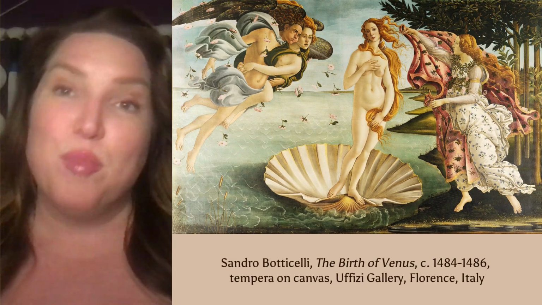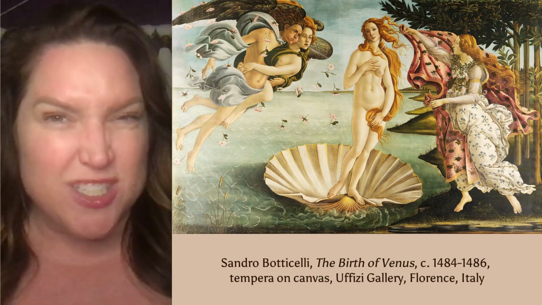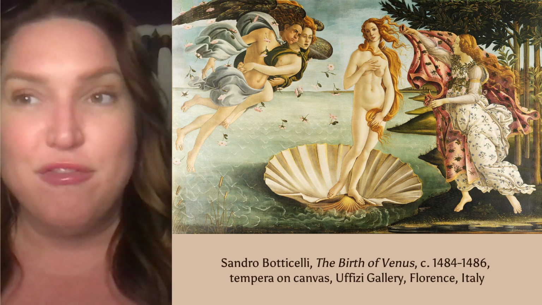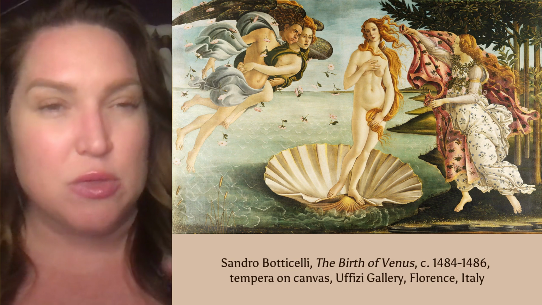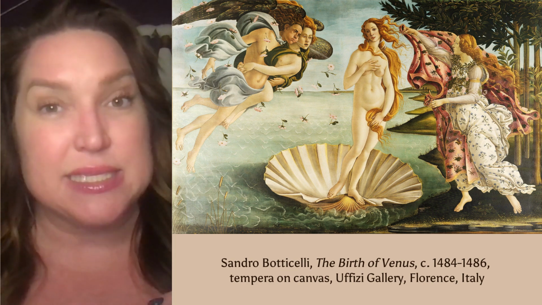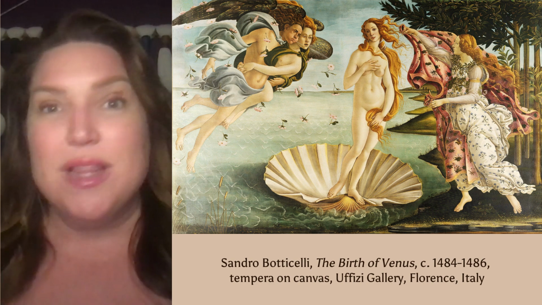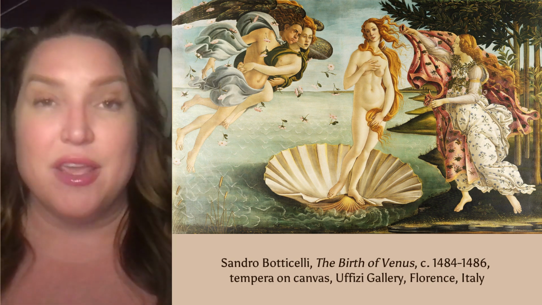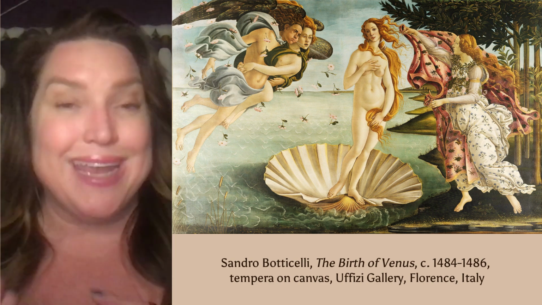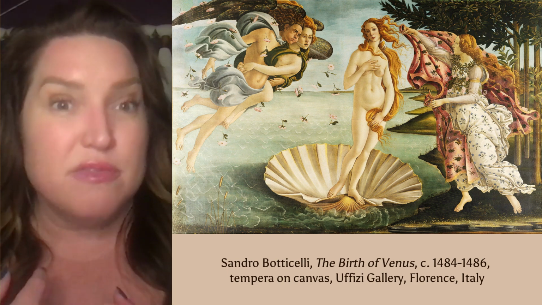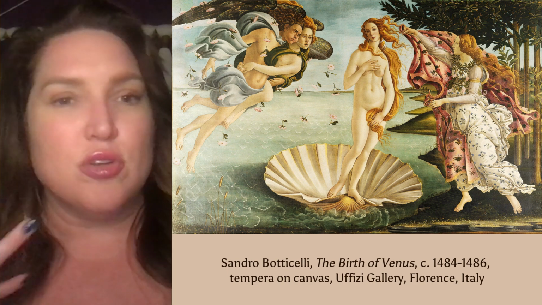Paintings like Botticelli's Birth of Venus were destined for the studiolo of the wealthy Florentine banker. So the Italian elite classes in the 1400s and the 1500s were willing to spend a lot of money on art because art communicated social, political, and spiritual values. So think of it like cultural capital.